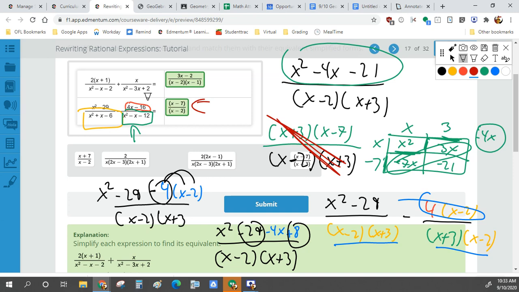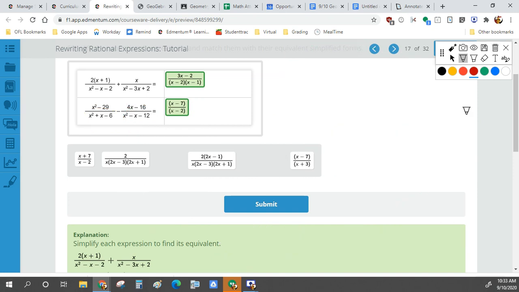So this is how we do it. It is a lot of work. There's a lot of box method going on here. So just make sure you understand the box method. If you don't, let me know. We can always go over it again. We can go over it during study hall.